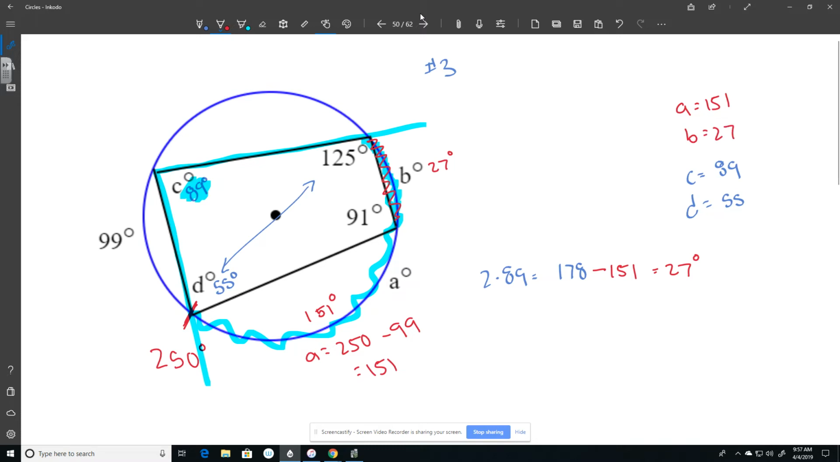So even though I didn't find them in the right order, I still found all of the angles, which is the part that is important. That's the part we care about. Okay. All right. Number 4.